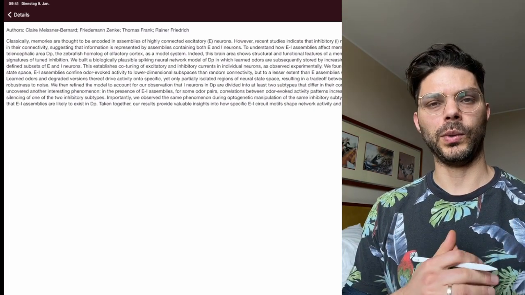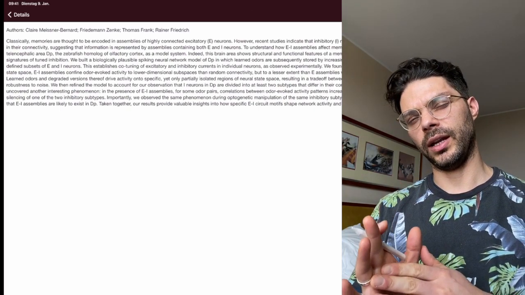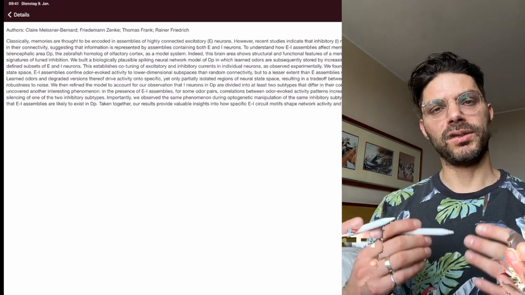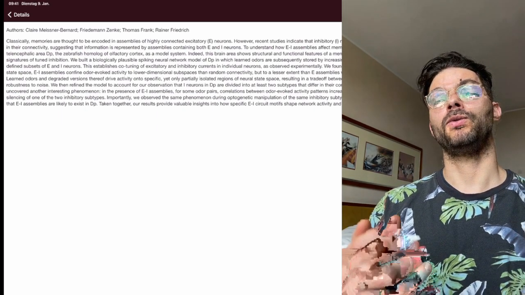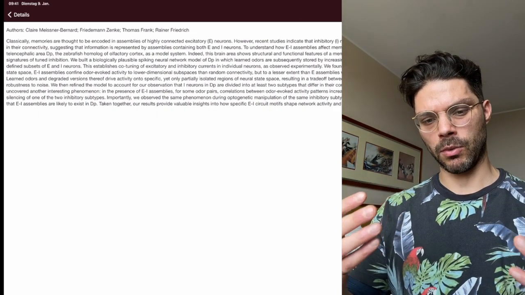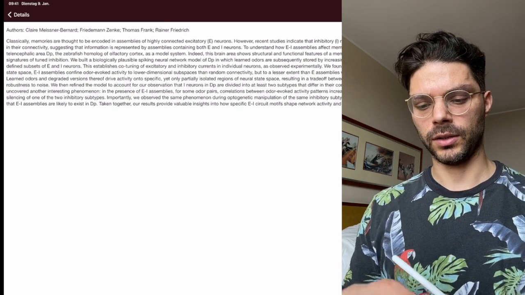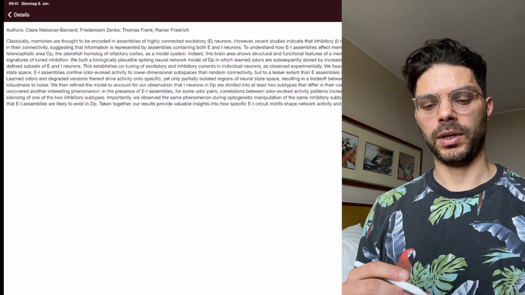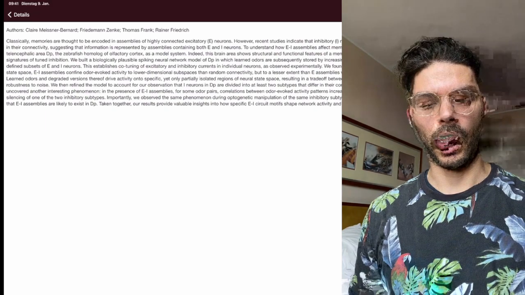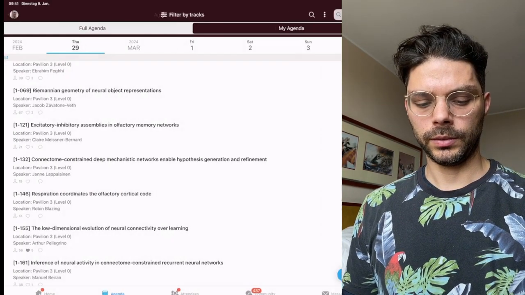When we read it, I thought it was a really interesting idea and a nice way to use simulation to come up with really cool new ideas about representation and memory and olfactory processing. So I've already read this, but it'll be fun to go and talk to Claire about it and see what it's all about. Very cool.